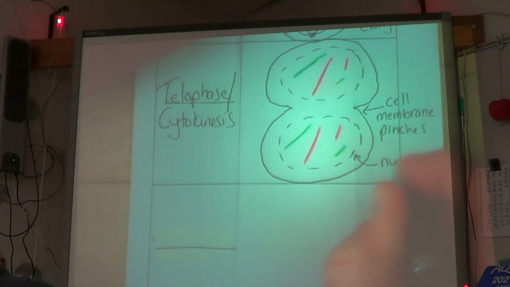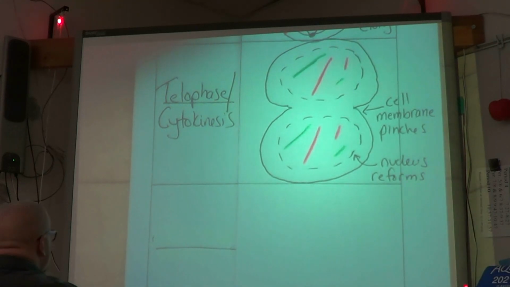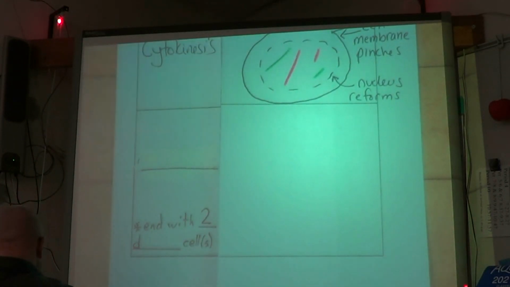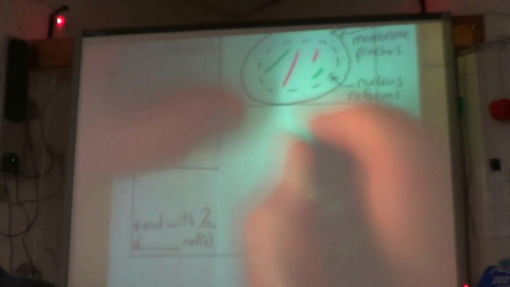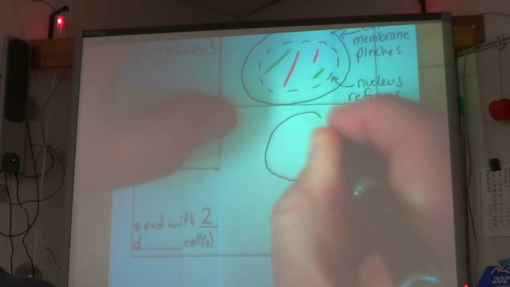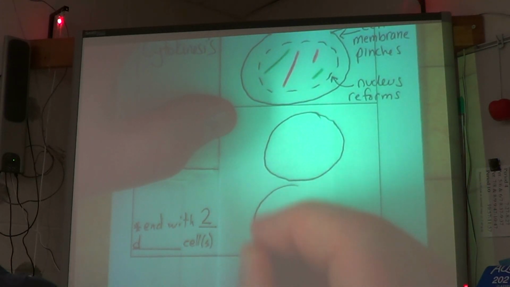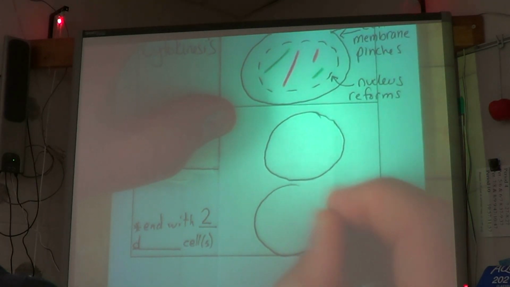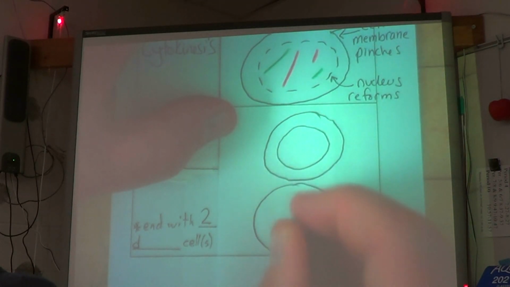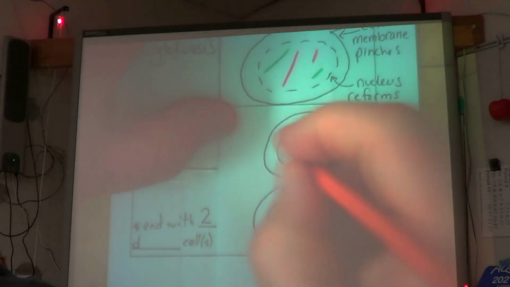Final product, we need to end up with how many cells? 2 cells. So they can be bigger or smaller than what we started with. Smaller. And are they going to have a nucleus or no nucleus? Yes, nucleus. Are they going to have chromosomes or chromatin? Chromatin, which is uncoiled DNA. Bowl of spaghetti again. I like spaghetti.